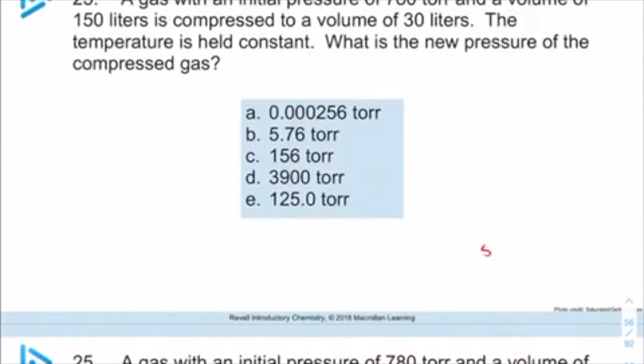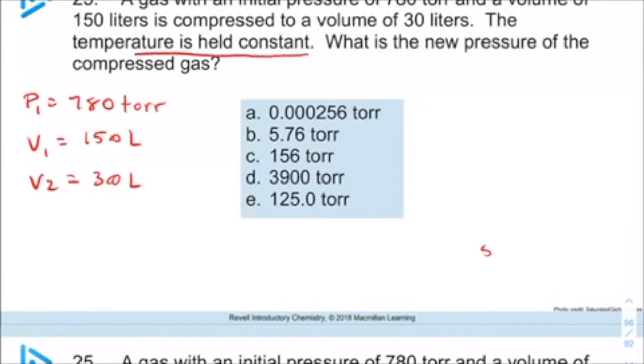A gas with an initial pressure of 780 torr and a volume of 150 liters is compressed to a new volume of 30 liters. The temperature is held constant. What is the new pressure of the compressed gas? So P2 is what we don't know.